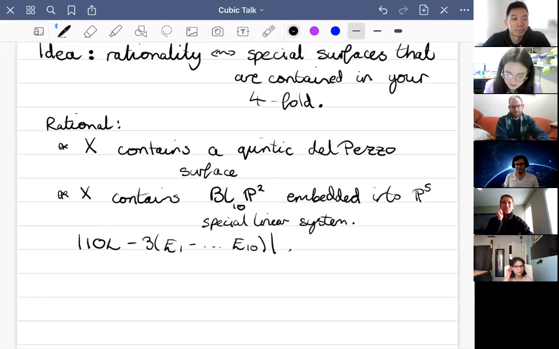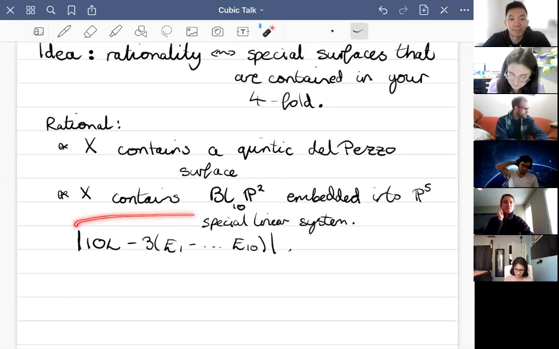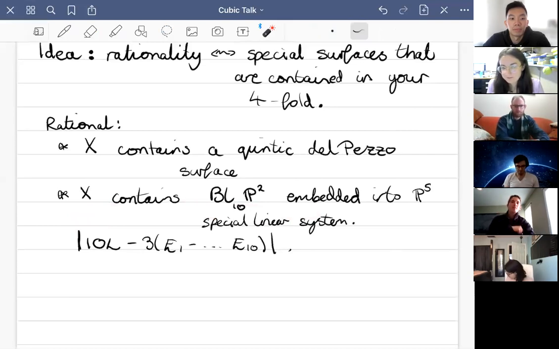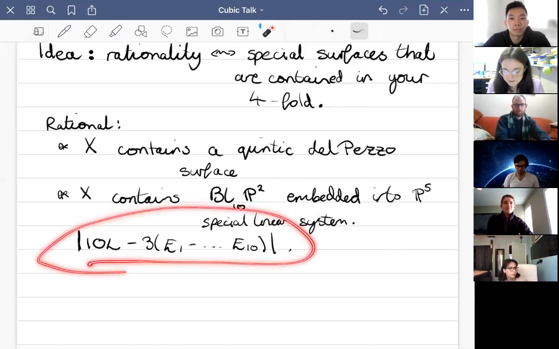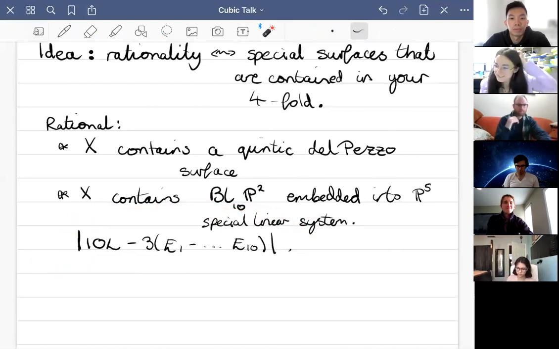The reason I mentioned this one is I think this one is going to help me with the cubics I'm looking at right now. Somehow. But it's not clear what this is supposed to mean.